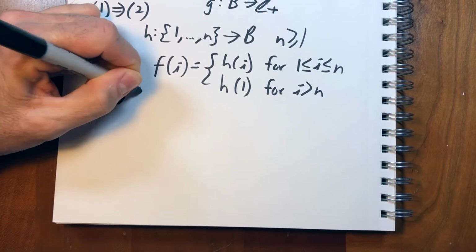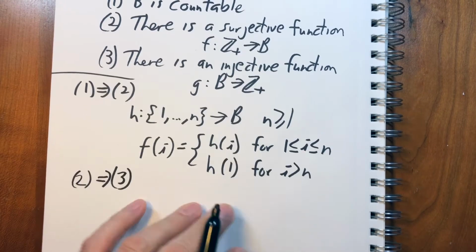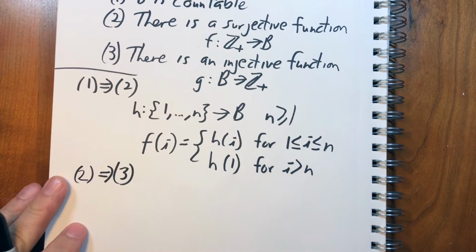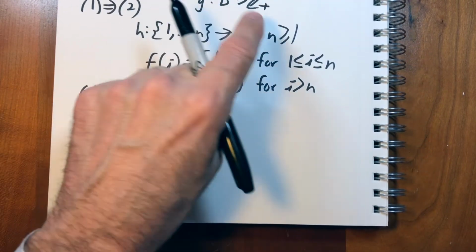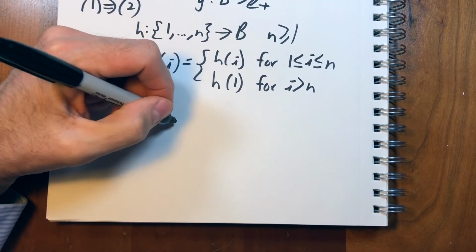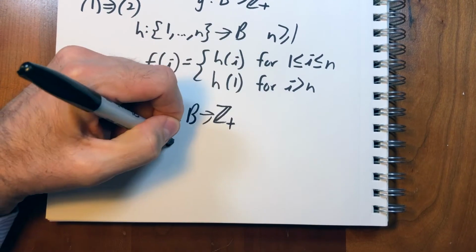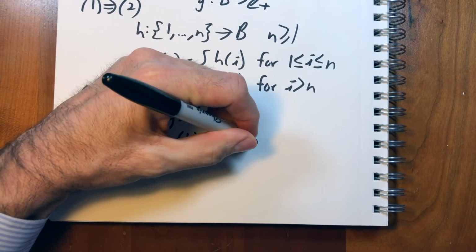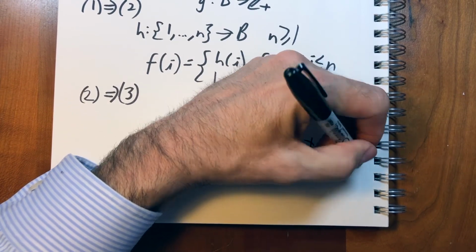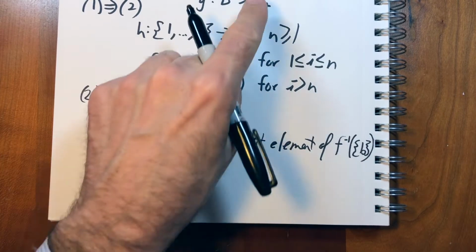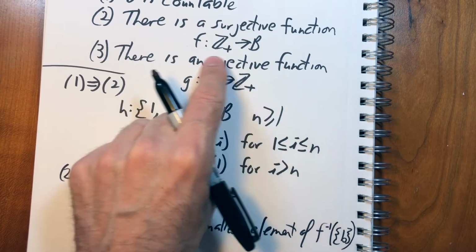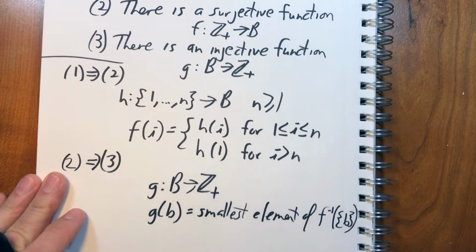So if we assume 2 and prove 3, so now we're going to assume that there's a surjective function f from the positive integers onto B, and we need to prove that there's an injective function going the other way. So just like last time with finite sets, we define a function g from B into the positive integers where g of b equals the smallest element of the inverse image of the element b for the function f, our surjective function.